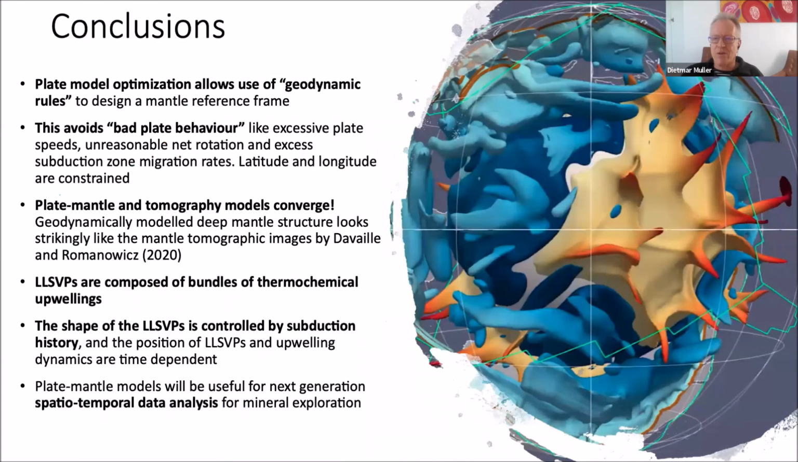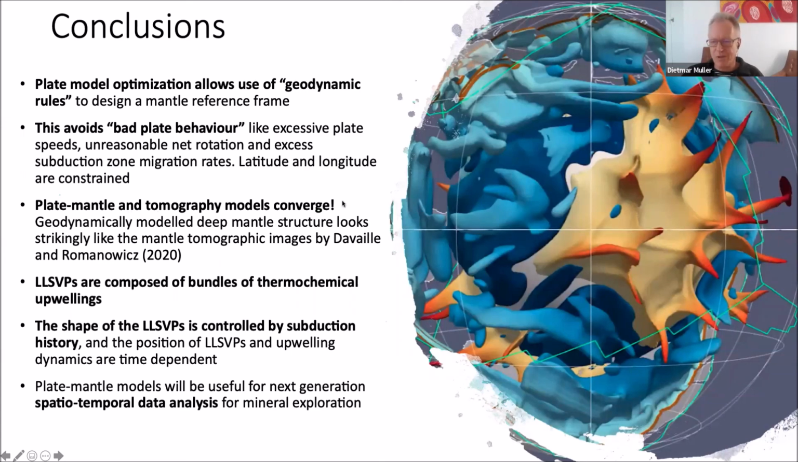And so my conclusions are as follows. Plate model optimization allows the use of geodynamic and tectonic rules to design a mantle reference frame. This avoids bad plate behavior, like excessive plate speeds, unreasonable net rotation, and excess subduction zone migration rates. Latitude and longitude are both constrained in a mantle reference frame. Plate, mantle, and tomography models converge.